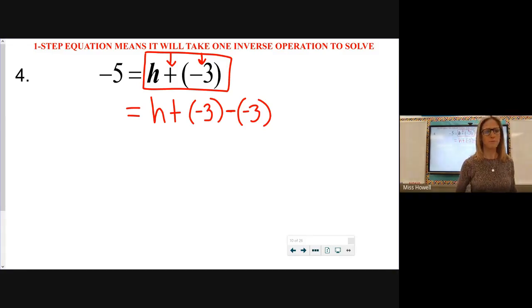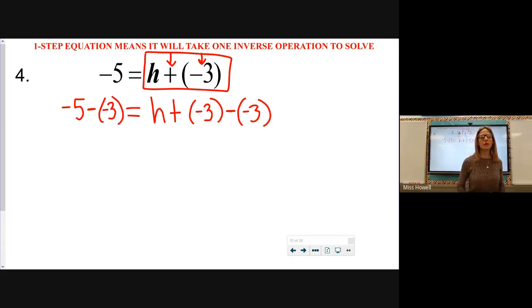So just be careful. All right, I got to do that same change of subtracting a negative 3 on the other side. Now remember, the order over here matters. I'm taking away, or subtracting, the negative 3. Means I start with the negative 5, and I'm subtracting the negative 3 from it.